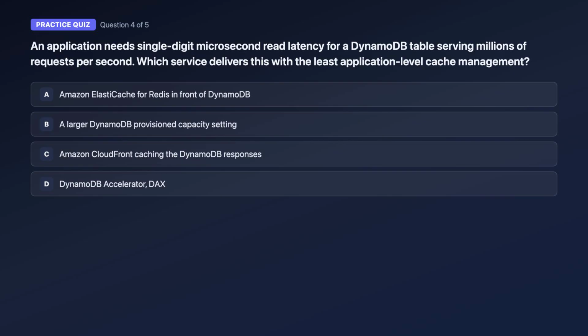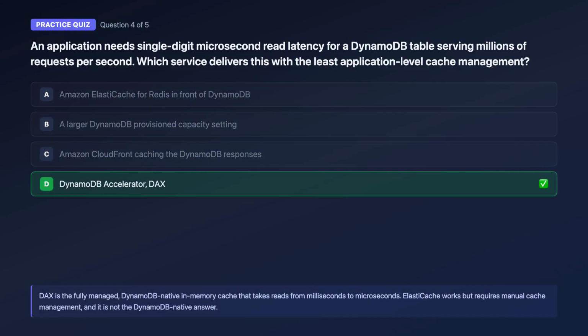Option B, a larger DynamoDB provisioned capacity setting. Option C, CloudFront caching the DynamoDB responses. Or option D, DynamoDB Accelerator, DAX. Got your pick? Let's see.